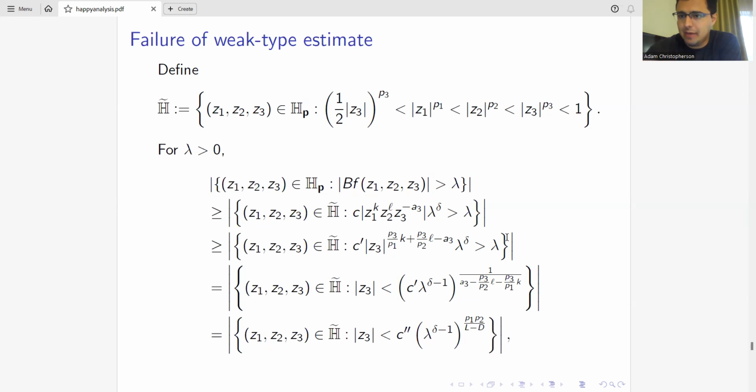So lambda, divide that over, you get lambda to the delta minus 1 with a slightly crazy power. However, that power ends up just being absolute value of Z3 less than some constant, lambda to the delta minus 1, P1, P2 over L minus D. L minus D is the denominator of P prime, where P prime is the Holder conjugate to P, and that'll end up actually being important momentarily.